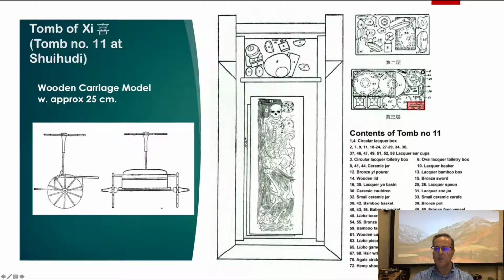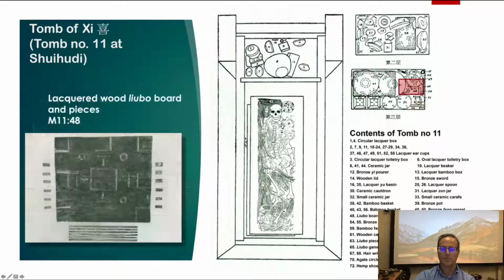In the head chamber, in the 3rd level, there was a model of a carriage which could be used for post-mortem transport. Also in the storage chamber was this board game with playing pieces, and I'll be getting back to that in the final segment of this lecture.